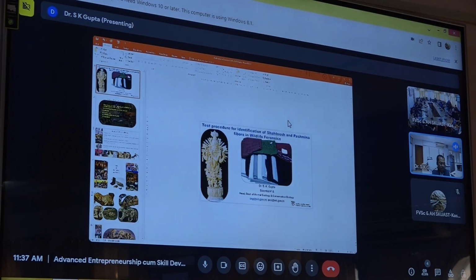I'll briefly tell you my contact details. I can be contacted by two different email IDs. One is skg@wi.gov.in. Another is pashmina@wi.gov.in. I will also briefly tell you about our center, which we established in our institute.